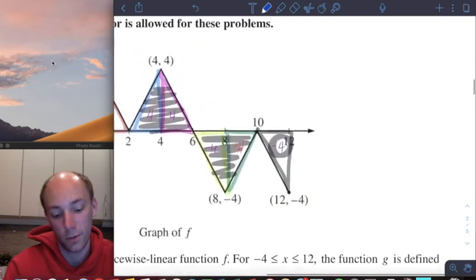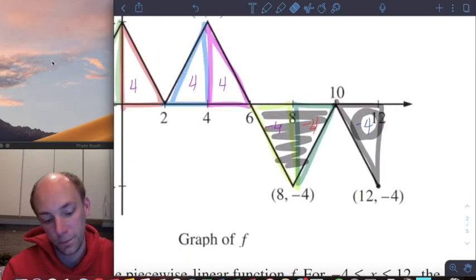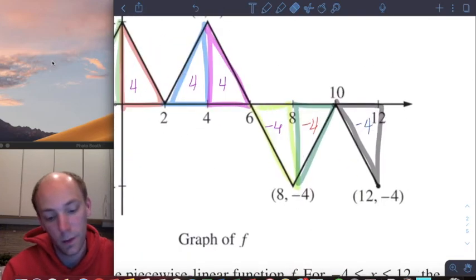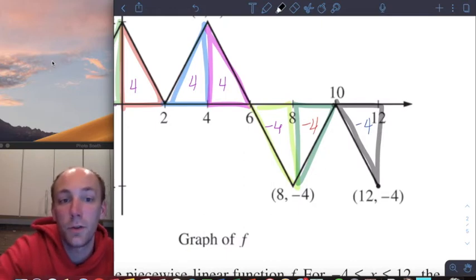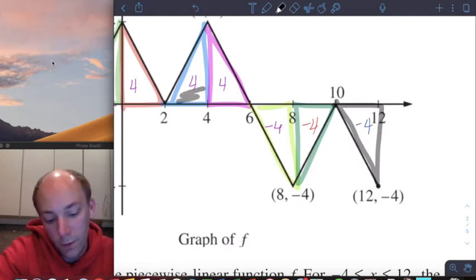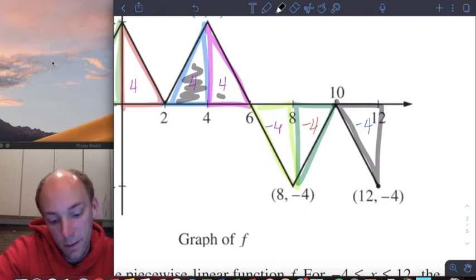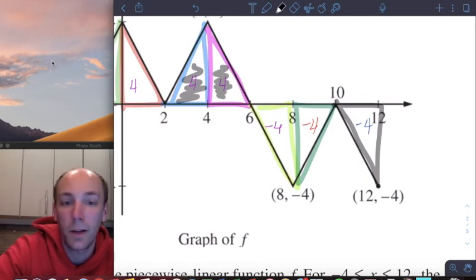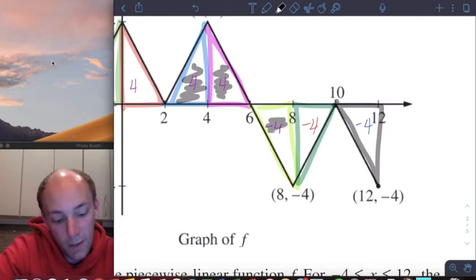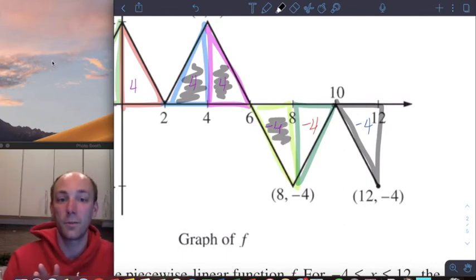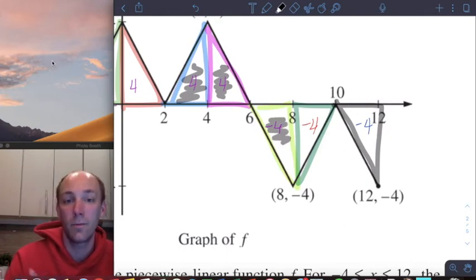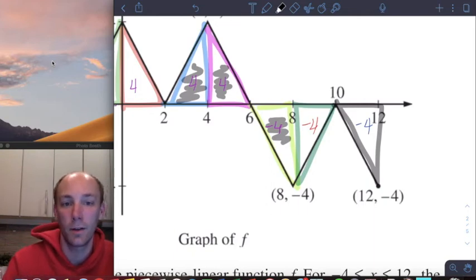Okay, so let's start with 2. Starting with 2, from 2 to 4, I'm positive. So that's not going to work. From 2 to 6, this area is all going to be positive, so that's not going to give me any negative area. 6 to 8, if I tack that on, from 2 all the way to 8, I have more positive area than negative area, so that's going to end up being a positive value.